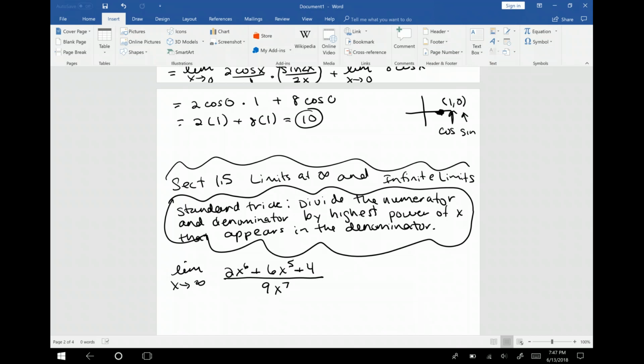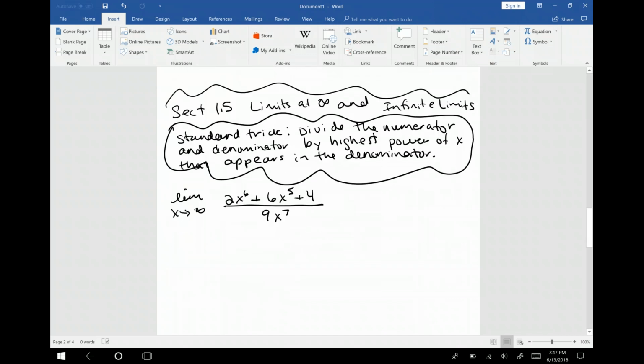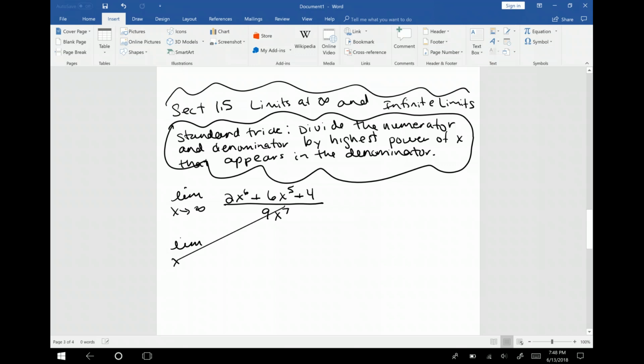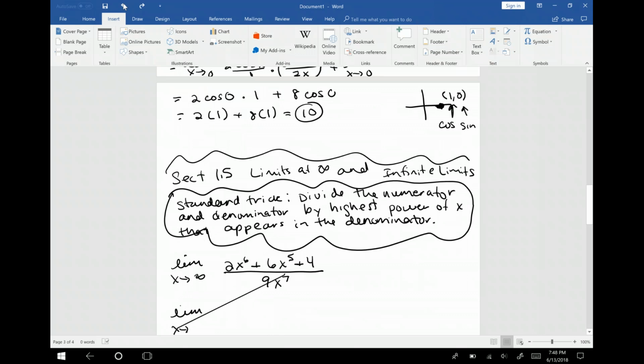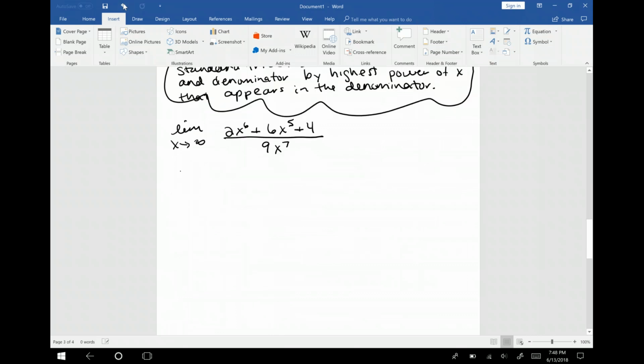But when you have limits that are going to infinity, this trick works when x is going to infinity. Our trick is to divide the numerator and the denominator by the highest power of x in the denominator. So what is the highest power of x in the denominator? 7. So we're going to divide the numerator and the denominator by x to the 7th power. Not just that 7, but everything is going to get divided by x to the 7th power.